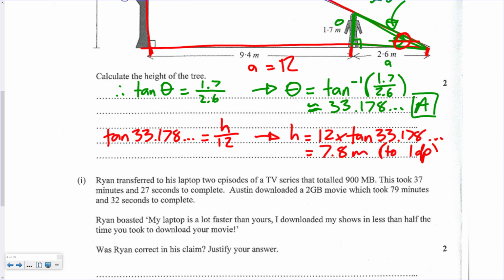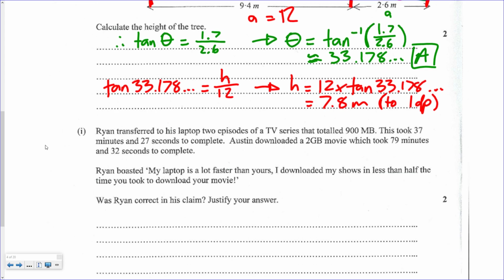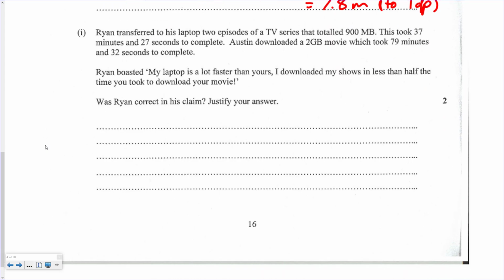Now, this time the question doesn't specify how many decimal places, so I just do one decimal place. You could do two decimal places, it doesn't really matter. So quite a bit of work for 2 marks. Again, kind of tricky for question 26, but not overly bad. It's just 2 applications of SOHCAHTOA.